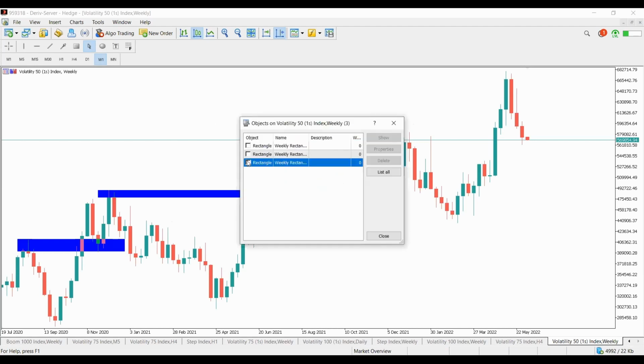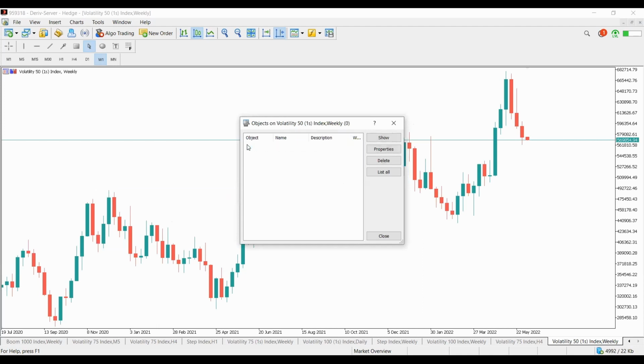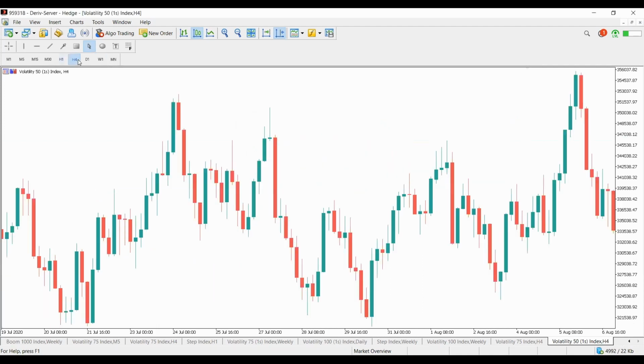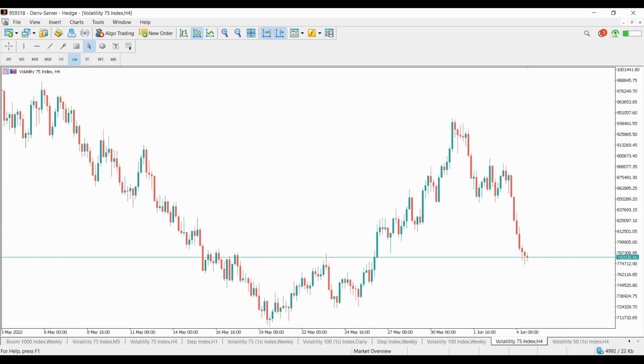Let's just delete these objects, and then we try to use a smaller time frame. Let's say an entry time frame. Let's use, let's say, H4. Let's use a different instrument. Let me use V75 for this example.